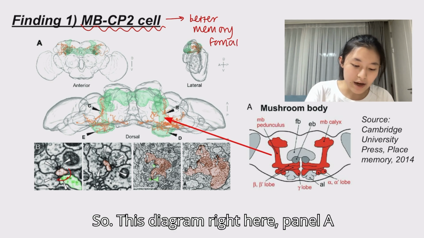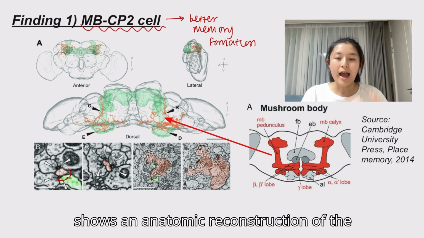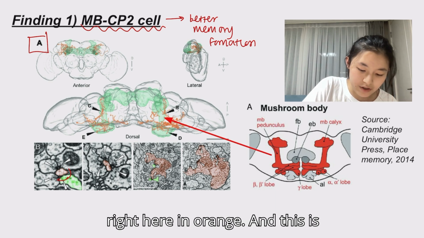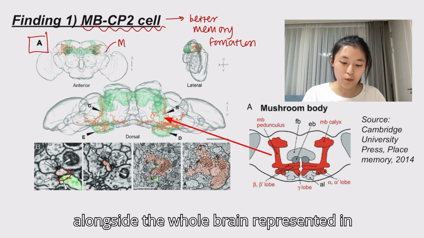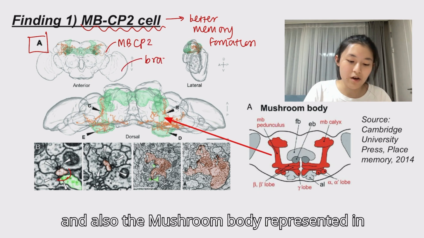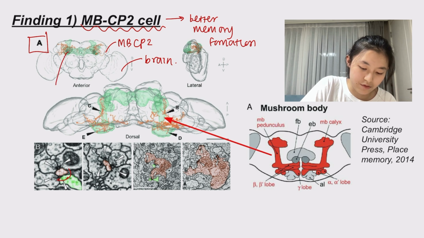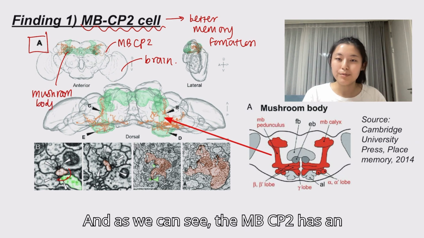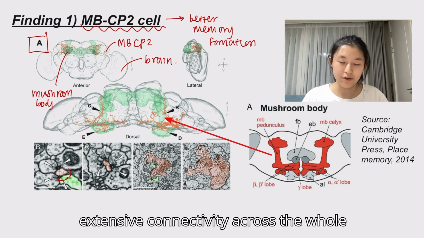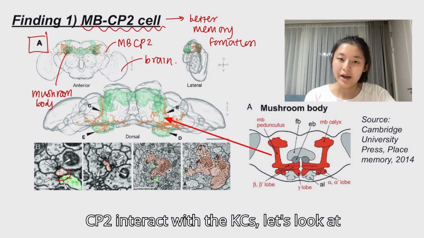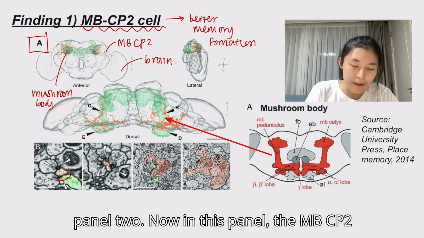This diagram right here, panel A, shows an anatomic reconstruction of the MBCP2 neurons, and it's represented here in orange. This is alongside the whole brain, represented in gray, and also the mushroom body represented in green. As we can see, the MBCP2 has extensive connectivity across the whole MB region. Now, to see how the MBCP2 interacts with the KCs, let's look at panel 2.